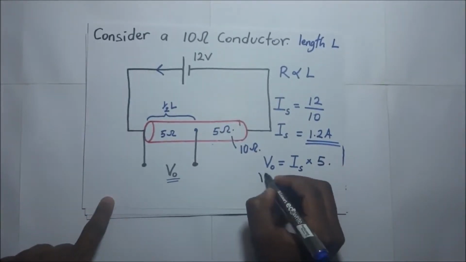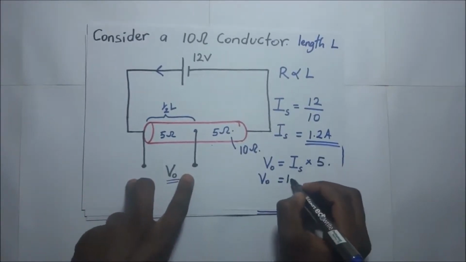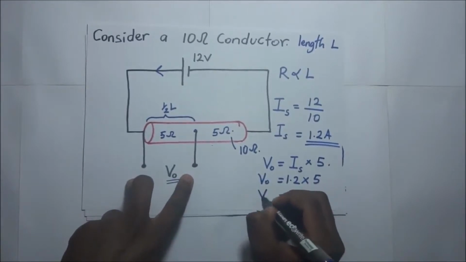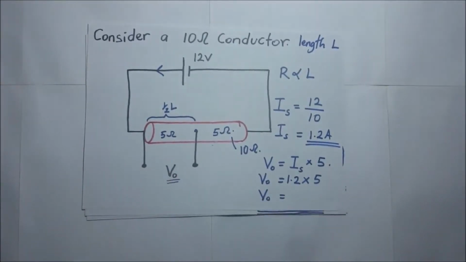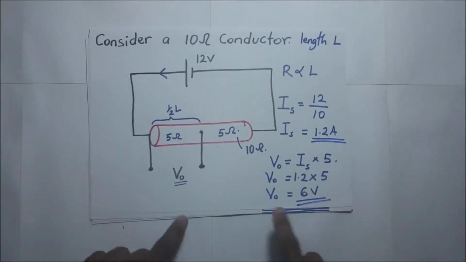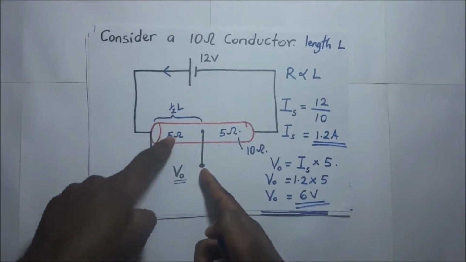So the output there is going to be IS, which is 1.2, multiplied by 5. And in this case, our output voltage is going to be, now if you look at this, our output voltage is 6 volts when we tapped halfway the wire, because 1.2 times 5 is 6 volts.